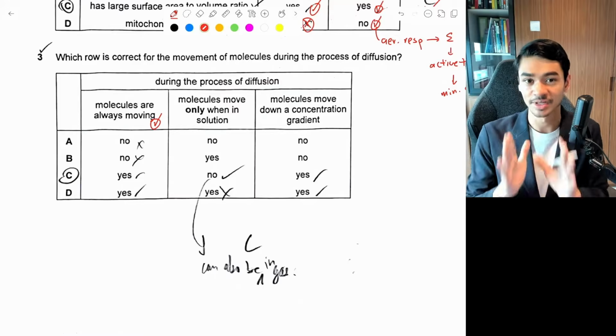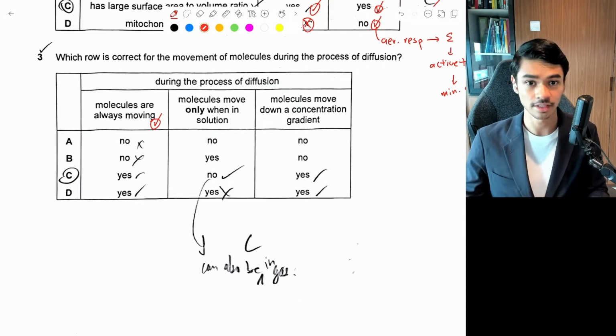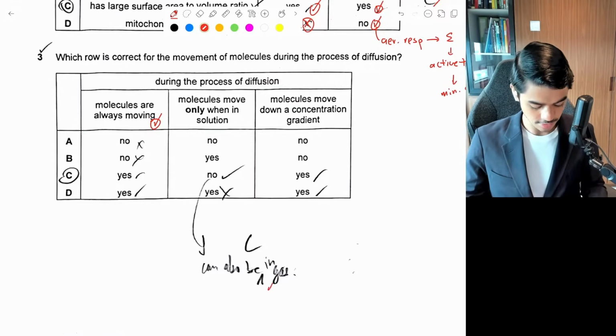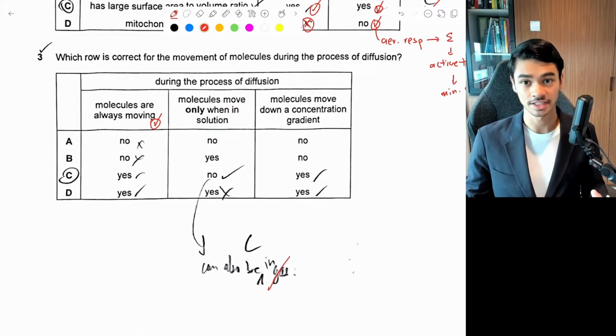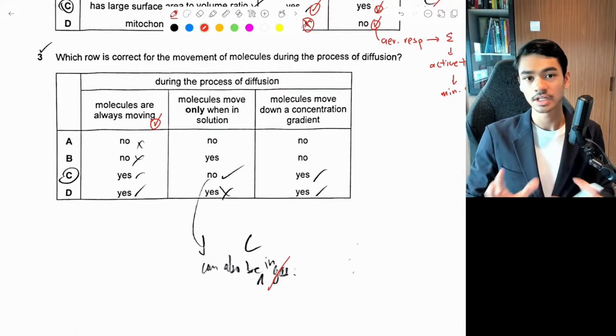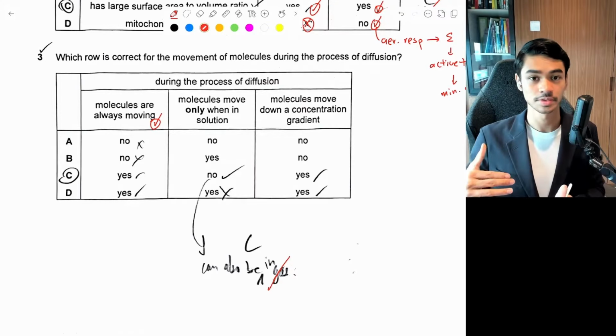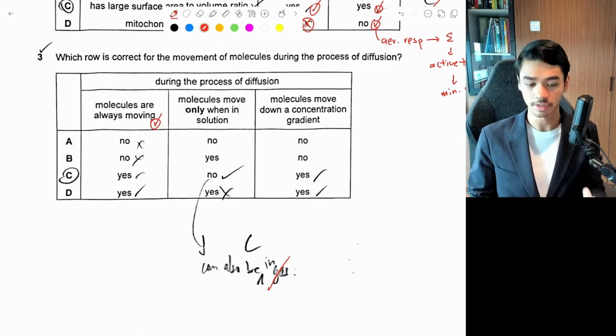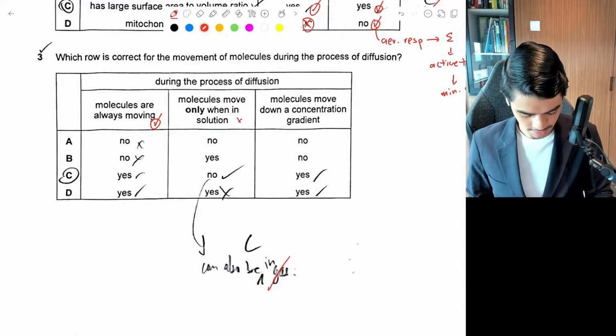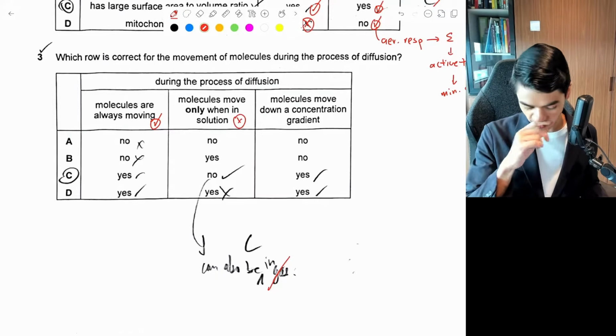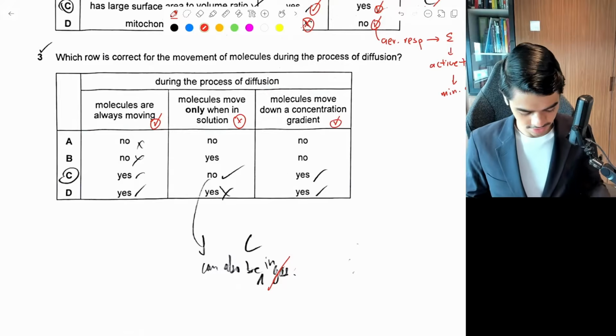This is true. Now, the second column, they only move when in solution. That's not true because, like this student wrote, it can also be happening in a gas. Diffusion happens with gases as well. Think about water vapor, which is a gas, diffusing out of intercellular air spaces. That is down the concentration gradient, diffusion of a gas. That's one example in your syllabus. So this is false. And then the last one, molecules move down the gradient, yes. So the answer is indeed C.